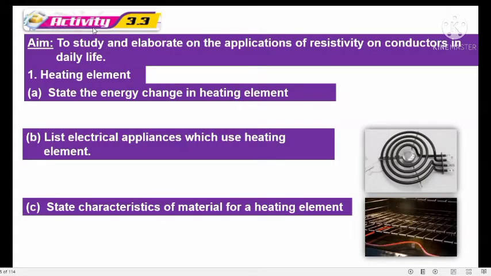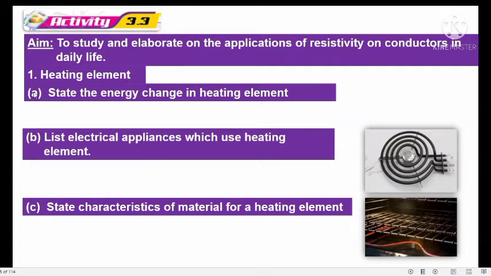Okay, you can refer to your textbook, activity 3.3. In this activity, the aim is to study and elaborate on applications of resistivity on conductors in daily life. When we talk about resistivity, resistivity is a constant that represents the type of material of a conductor used. The first one we want to discuss is the use of conductor as heating element. A heating element is the component of a conductor that can produce a large amount of heat. The heat will become useful energy in the case of an oven, iron, or cooking coil.